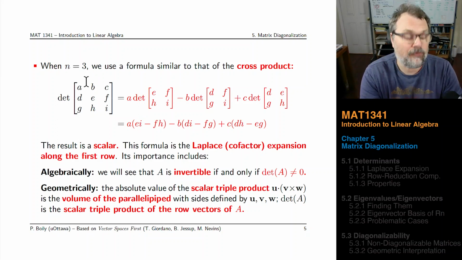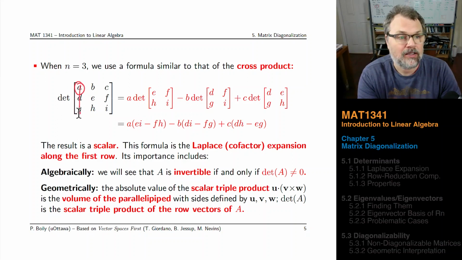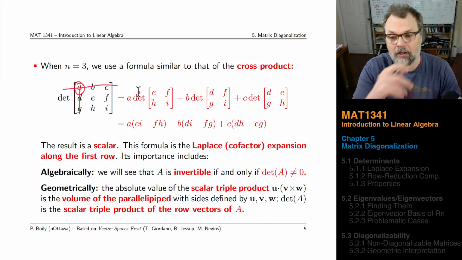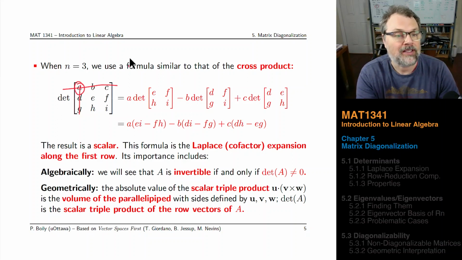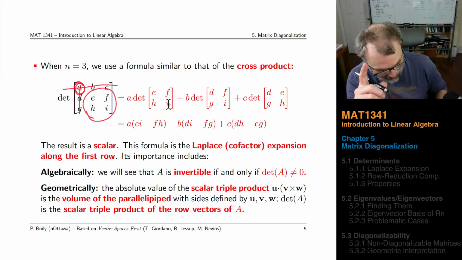You start with the first entry in the first row, first column, and then you basically ignore everything that is in the same row and same column. So you're left with E, F, H, I. And so you're going to recursively push back the computation of the determinant by saying, once you've identified A as your important entry, first row, first column, then you remove everything else, and you compute the determinant of what's left, E, F, H, I. But this isn't it.